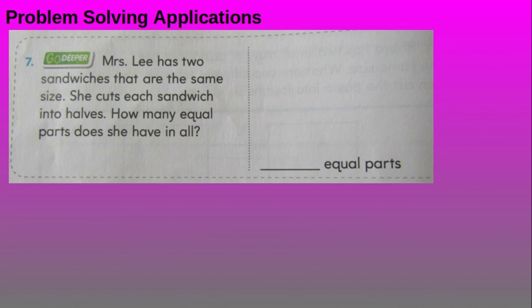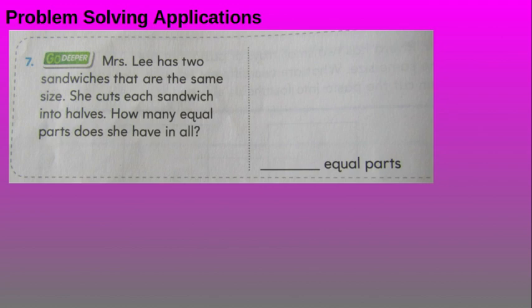Let's take a look at number 7. Mrs. Lee has two sandwiches that are the same size. She cuts each sandwich into halves. How many equal parts does she have in all? Let's read that again carefully together. Mrs. Lee has two sandwiches that are the same size. She cuts each sandwich into halves. How many equal parts does she have in all?